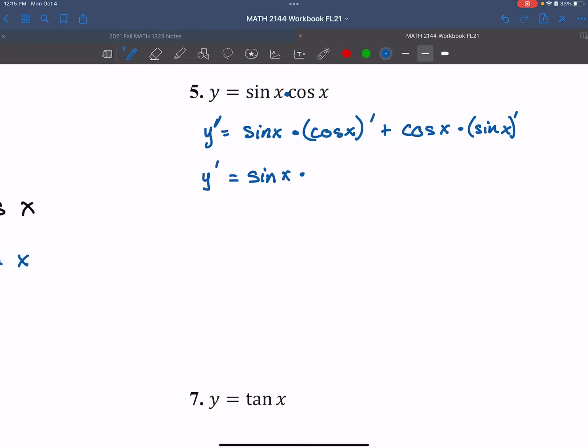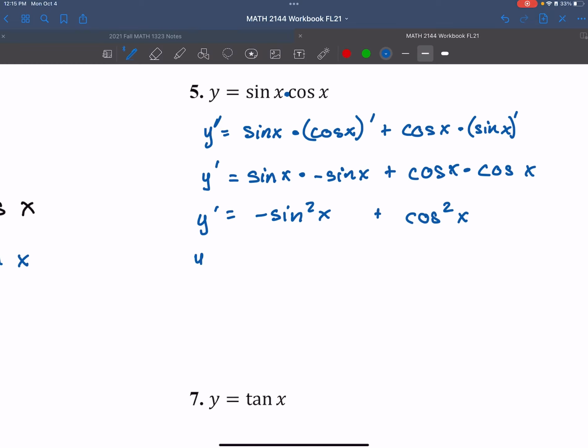So what we'll find right here is y prime is equal to sine of x times minus sine of x, the derivative of cosine, plus cosine of x times cosine of x, the derivative of sine. So y prime, the derivative, is going to be minus sine squared of x plus cosine squared of x. You may have also decided to put the cosine squared first, so you may have done, excuse me, positive cosine squared of x minus sine squared of x.